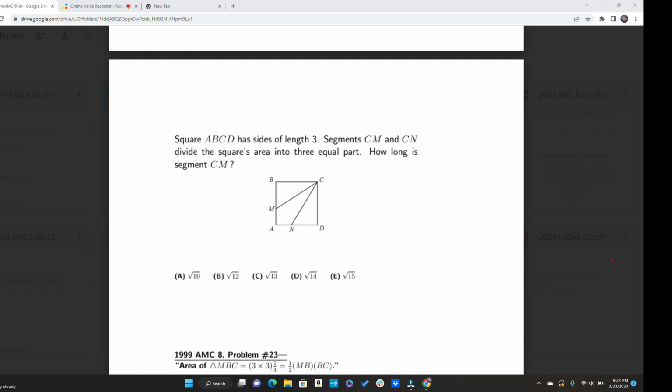Square has side length 3. CM and CN divide the square's area into 3 equal parts. How long is the segment CM?